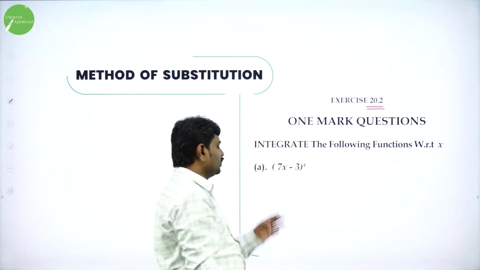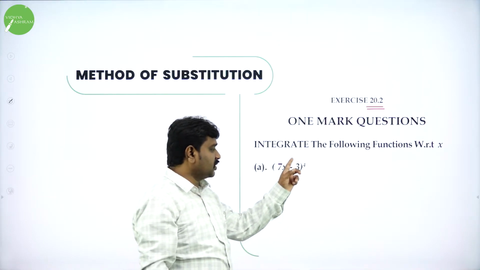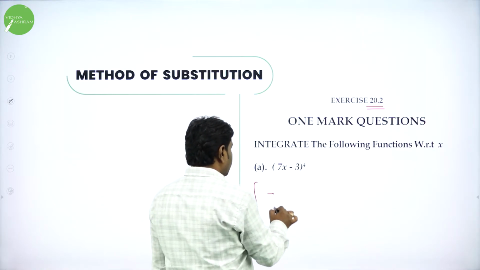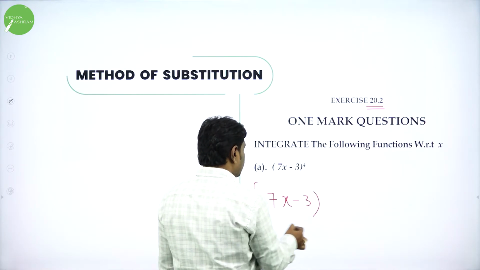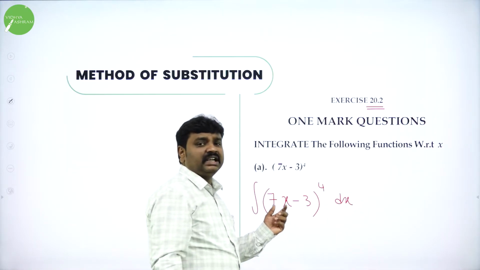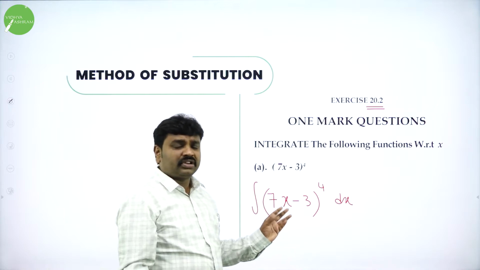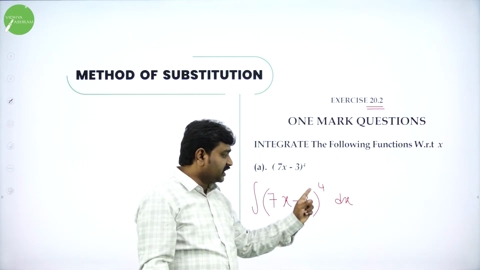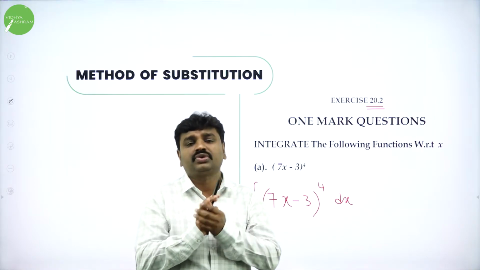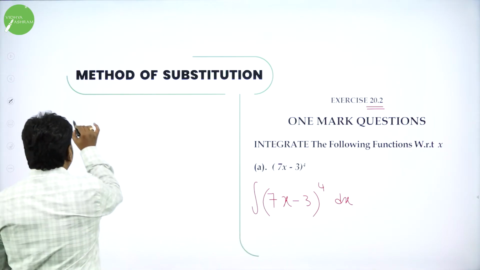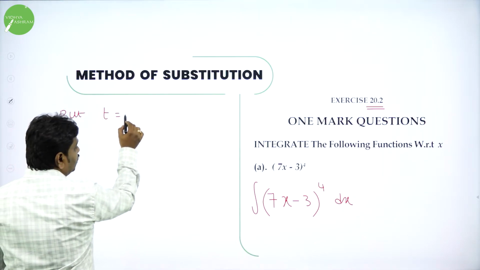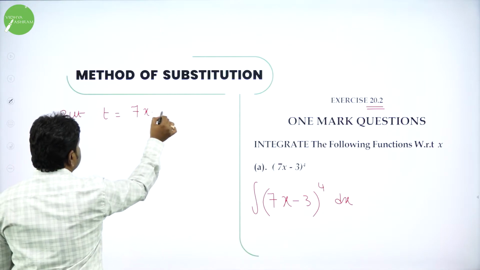In 20.2, the first problem is 7x minus 3 whole power 4. So now, in order to integrate a problem of the form 7x minus 3 whole power 4 dx, the simple technique is you have to take t as the internal function. Whenever you have a composite function, put t as the internal function and get the remaining part. Remaining part is what? dx. So we'll do substitution. So put t is equal to the internal function. What is the internal function? 7x minus 3.